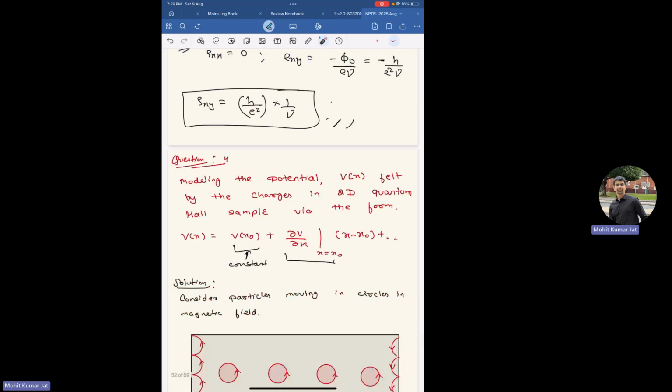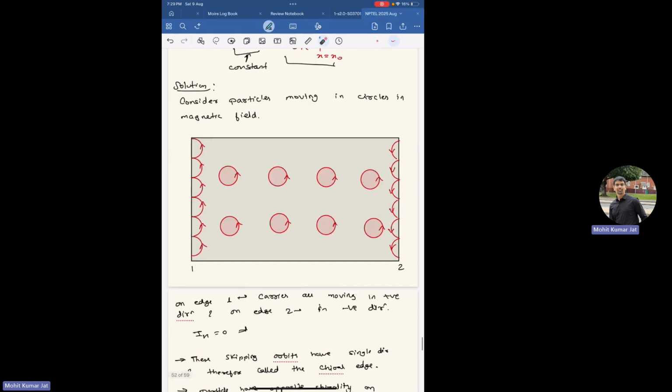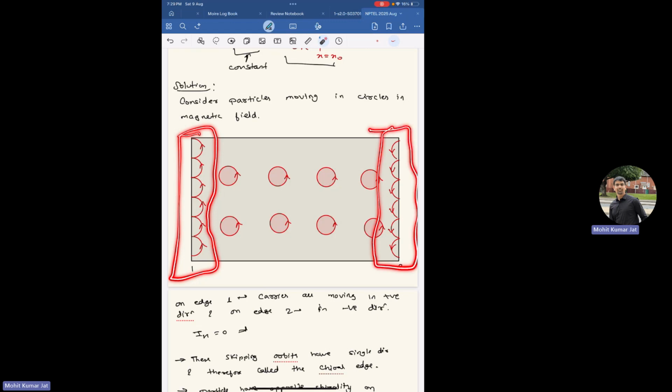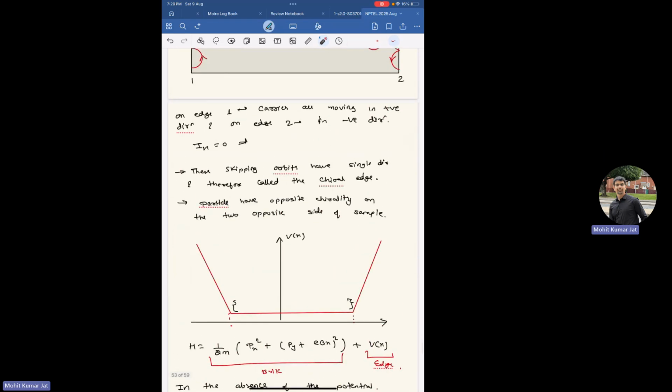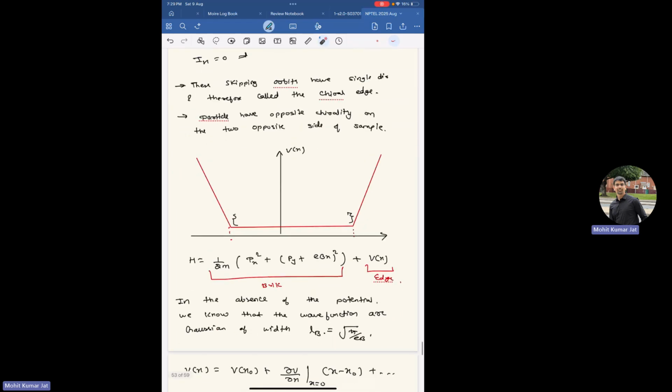In the next problem, we discussed how, depending on the potential profile, the smooth potential profile, we discussed the concept of skipping orbits from the semi-classical model, and from it we understood how the chirality is different at the two edges. Later, using a similar potential model, we discussed this quantum mechanically: how the potential profile near the edges shoots up, and the chirality of the carriers on the edges is different. If it's positive here, then it's negative there, or vice versa.